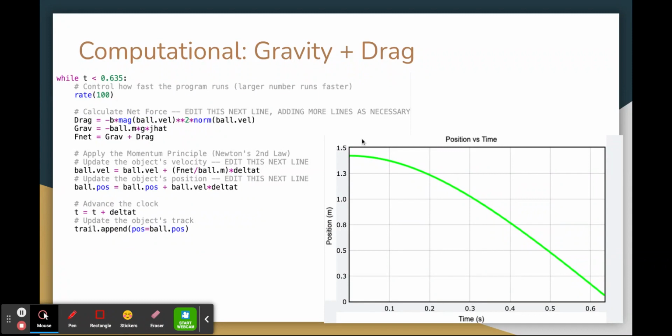The second computational graph was for gravity and drag combined. Everything is the same here except that our drag force equation is going to be what we were given: negative b times the magnitude of the velocity of the ball squared times the velocity hat of the ball. Once you add gravity and drag force together, we get this new graph. As we can see, the end position is different for this one and it didn't go below 0.